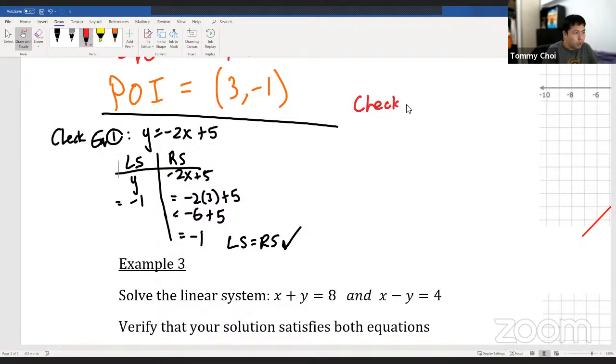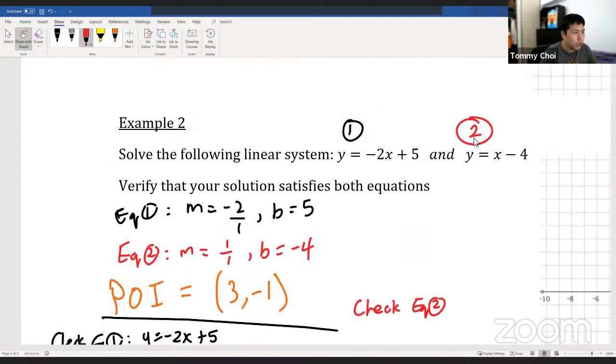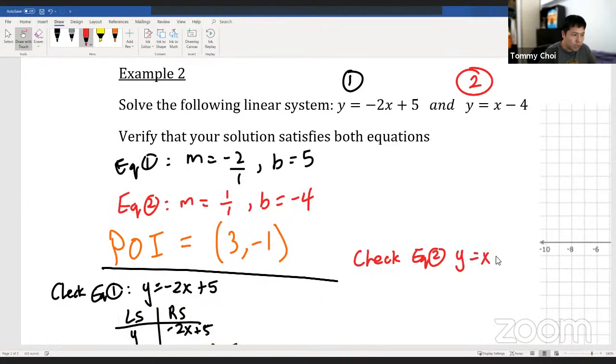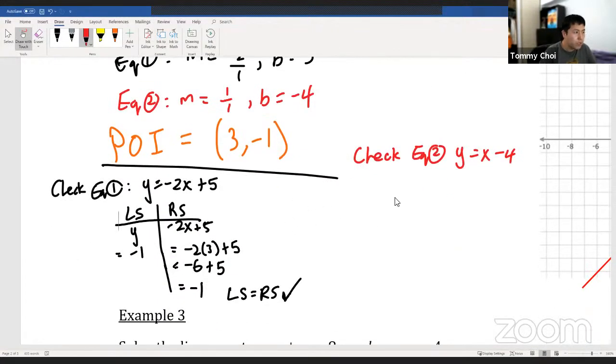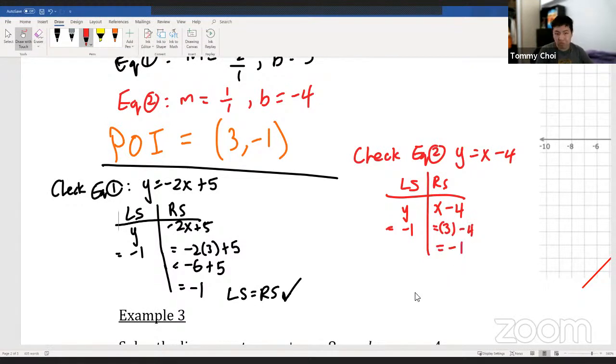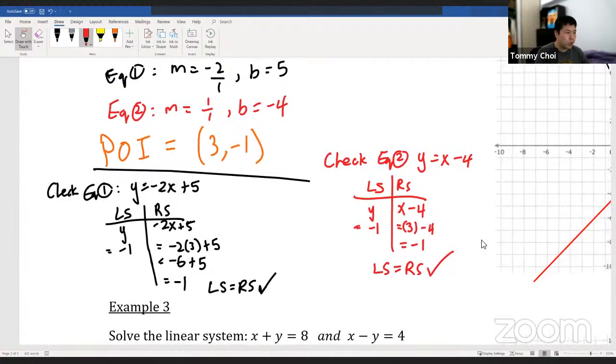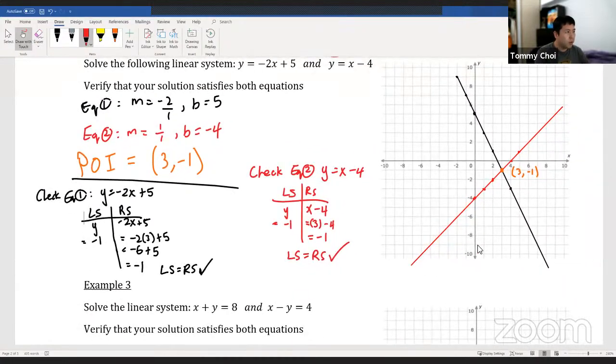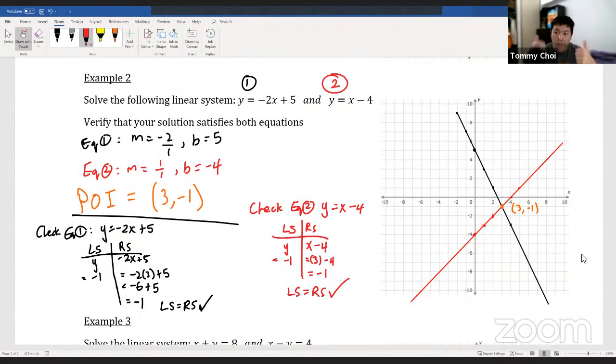Then we're going to check equation 2. So checking equation 2, y is equal to x minus 4. And so we do our left side, right side table. Left side is y, right side is x minus 4. On the left side, we plug in y as negative 1. On our right side, we can plug in 3 minus 4. And 3 minus 4 is negative 1. And so left side equals right side. And we're done. So now we've also checked our answer by plugging in our point of intersection into both equations and verifying that the point exists on both lines.